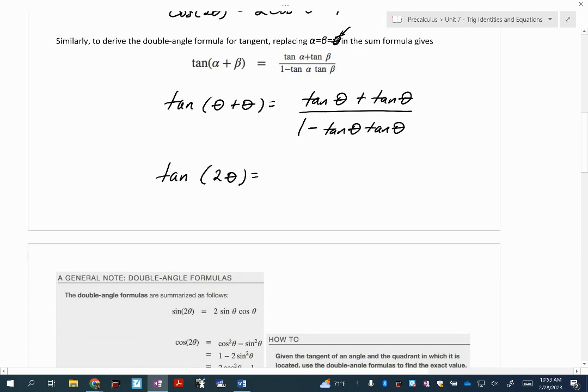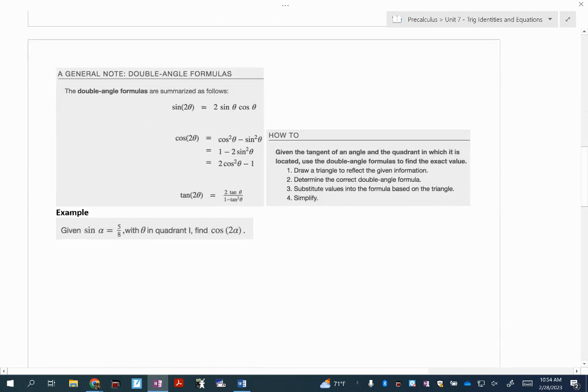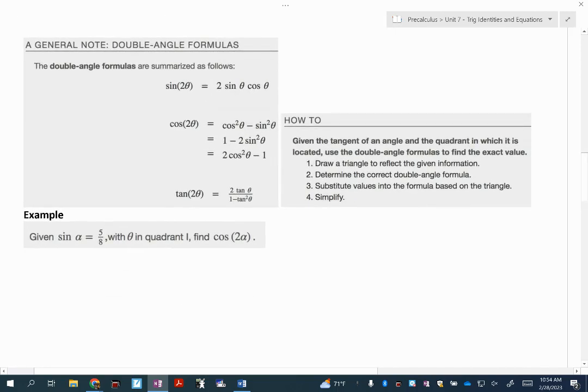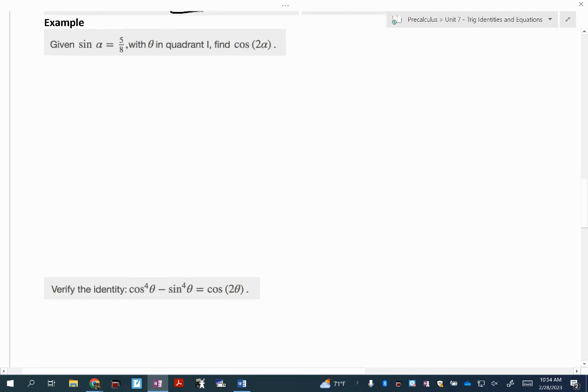2 theta equals tangent theta plus tangent theta, which is 2 times the tangent of theta, over 1 minus tangent times tangent, which is tangent squared theta. All right? So again, not worried about the derivation, just need to make sure you know all of these formulas. And now we're going to do a couple examples to help us figure it out.